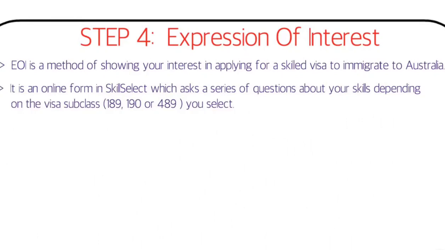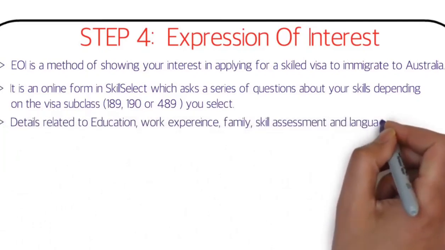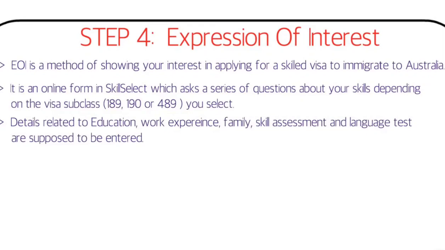It's an online form in SkillSelect, which asks a series of questions about your skills depending on the visa subclass you select. There are three visa subclasses: visa 189, visa 190, and 489. So you have to select your visa subclass over there. Details related to education, work experience, family, skills assessment, and language test are to be entered while you're filling up the form for your EOI.